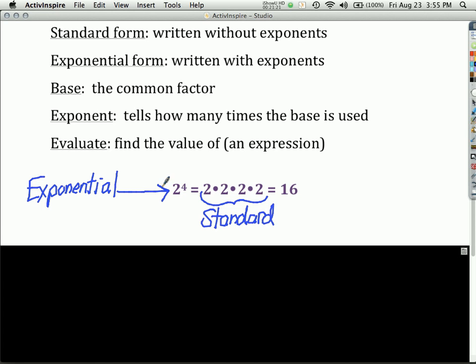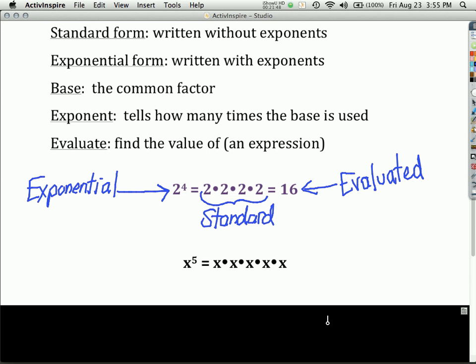So exponential form, sorry for the interruption, exponential form, standard form, and then if you were to evaluate this, this is the value. So this is evaluated. Okay? Questions?